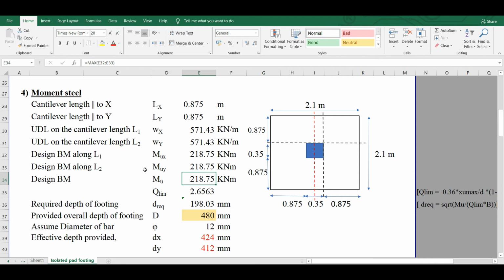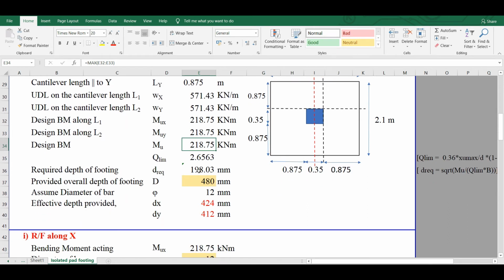And once I know the design bending moment, that is nothing but maximum of Mux and Muy, which is same in this case, I will calculate the required depth of the footing. The required depth is nothing but Mu divided by Q limit into B. Now the required depth is coming as 198.03 mm. So I will assume the overall depth of 480 mm. Why I am assuming the very high overall depth is because the design of the footing is generally governed by the shear.